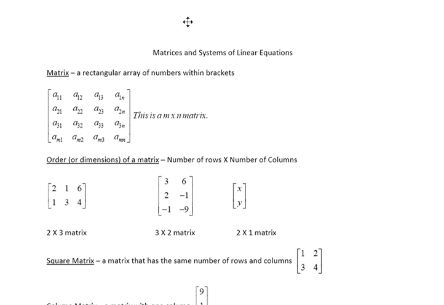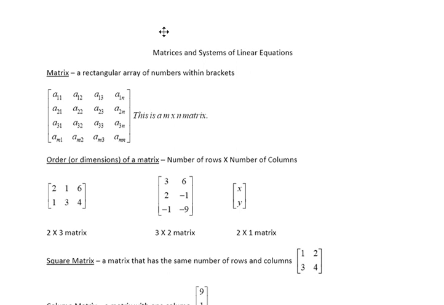In this video, we're going to start our discussion with matrices. A matrix is a rectangular array of numbers within brackets. This is an example of an m by n matrix, meaning that it has m rows and n columns. The order or dimensions of a matrix is the number of rows by the number of columns. We've written a couple of examples below and the actual dimensions.